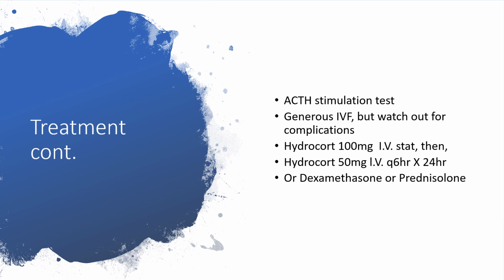Then hydrocortisone. We have to give this at 100 milligrams intravenously to start. Then hydrocortisone at 50 milligrams intravenously every 6 hours for 24 hours. Or if you don't have hydrocortisone around, you can make use of dexamethasone. And if that is not available, you can also use prednisolone. So hydrocortisone or dexamethasone or prednisolone we have to administer at this point.